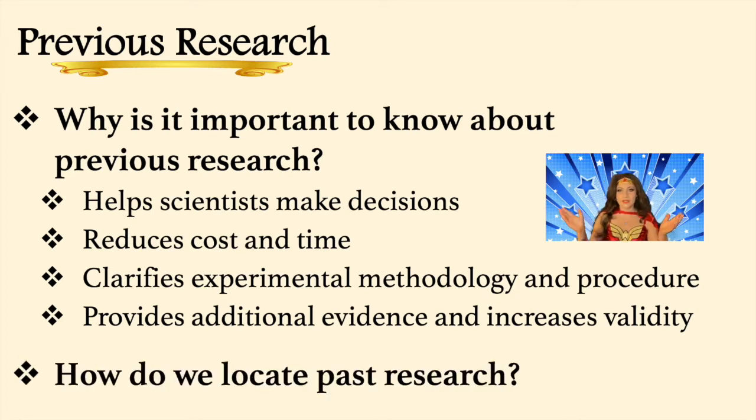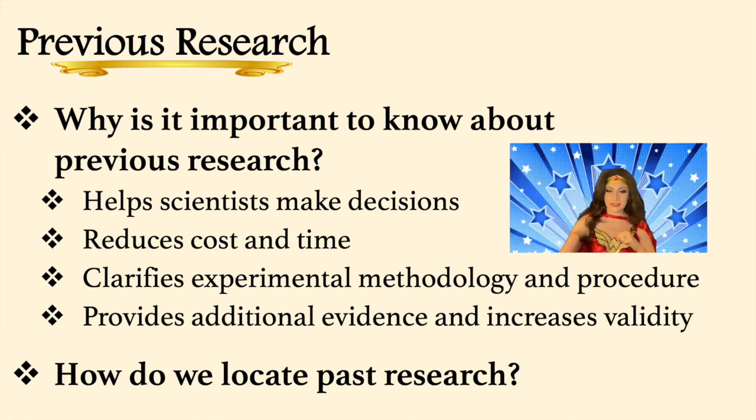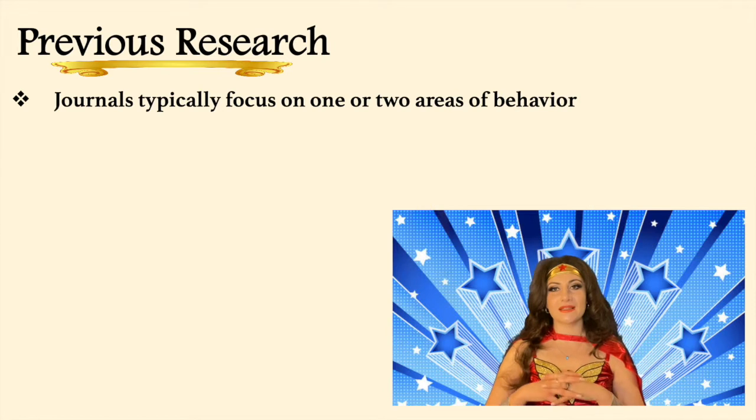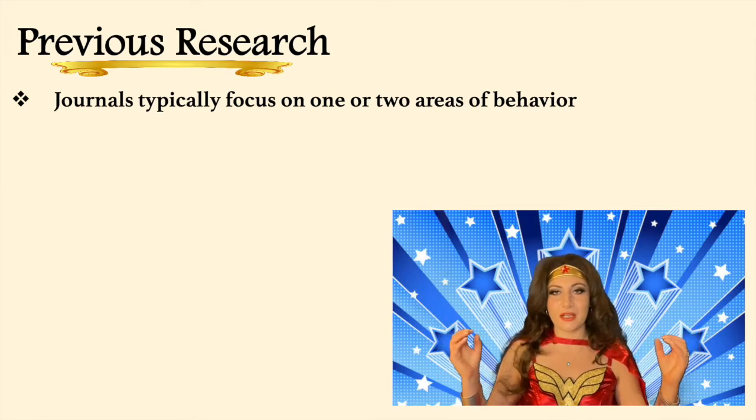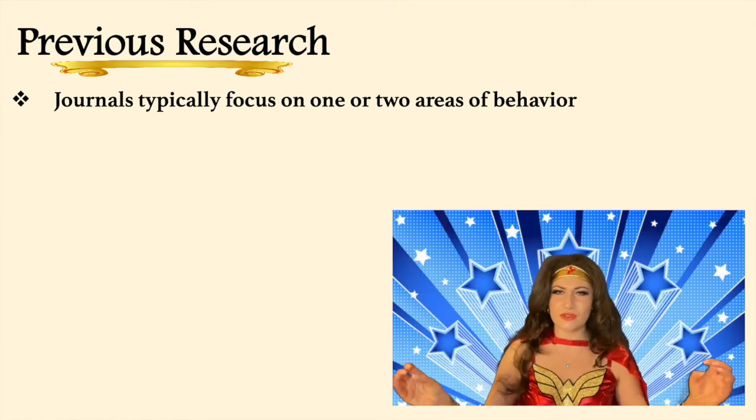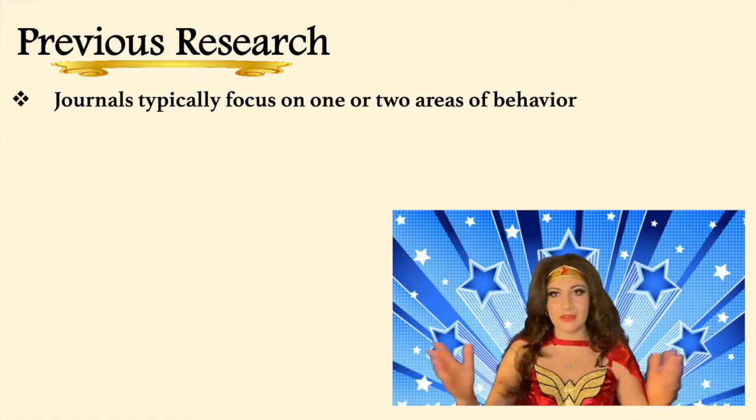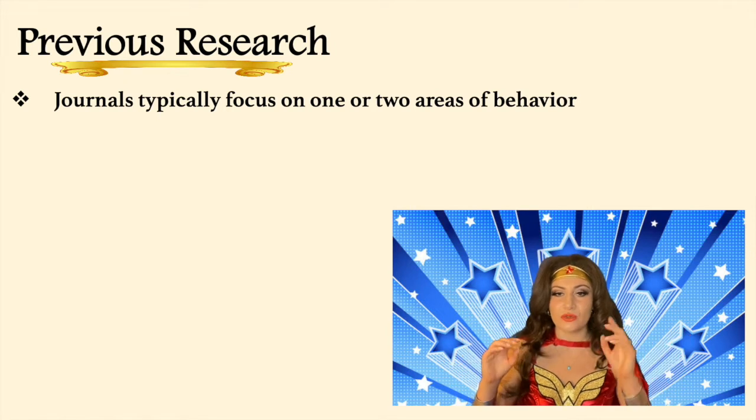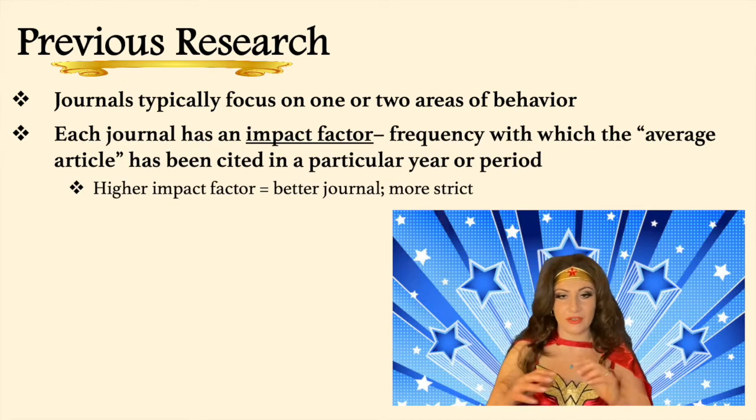Okay, so we understand that previous research is really important. How do we locate this past research? Where do we find it? Well, for the most common references, we typically look in journals, and journals typically are peer reviewed. That means that there are certain journals that cover very specific topics. So journals are not like an encyclopedia where you can find anything about everything. In fact, journals are geared towards one or two areas of behavior.